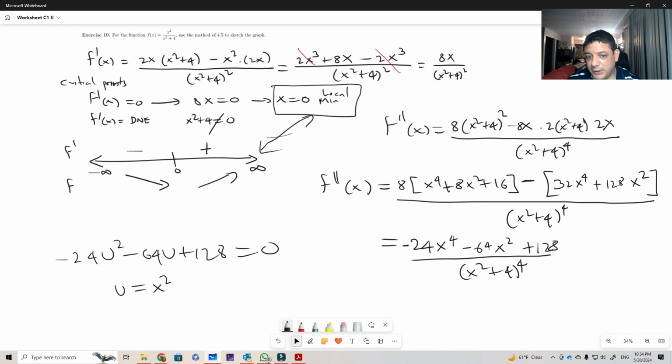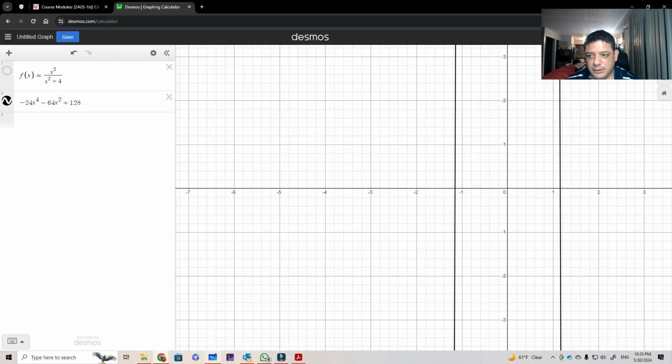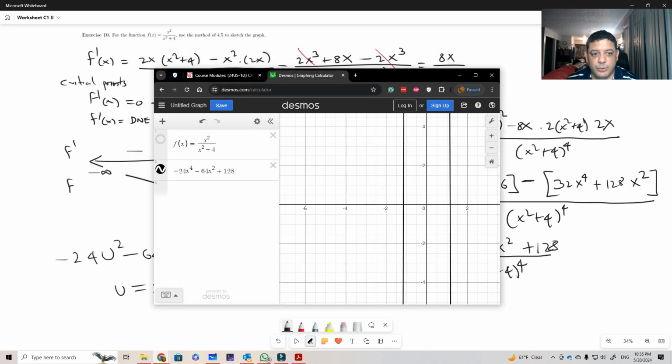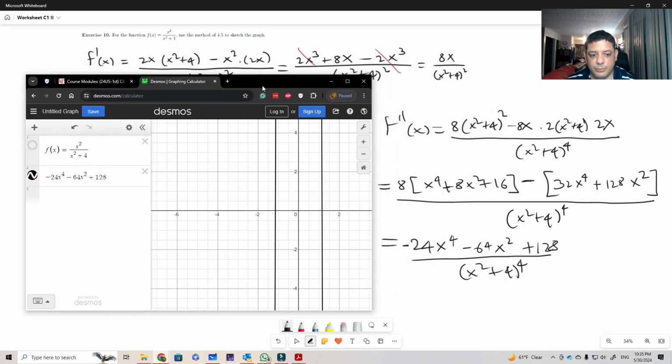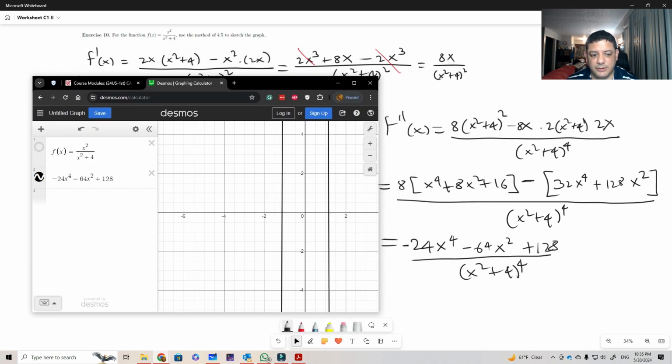In this case, because it's not the exam or anything like that, you can support yourself using something like your calculator, your Desmos calculator. So let me just do that. We want to find the zeros, so we have this minus 24x to the 4 minus 64x squared plus 128. And we need to find out when this is going to be 0.